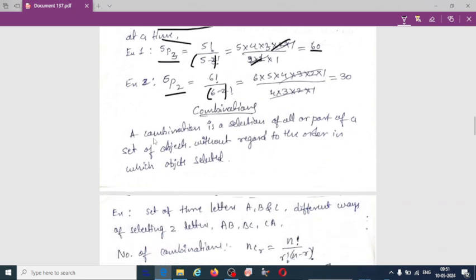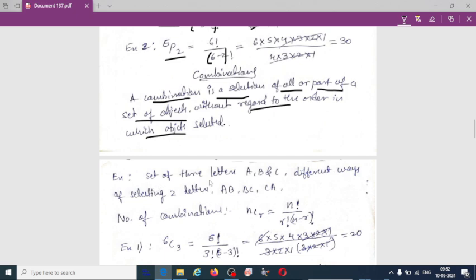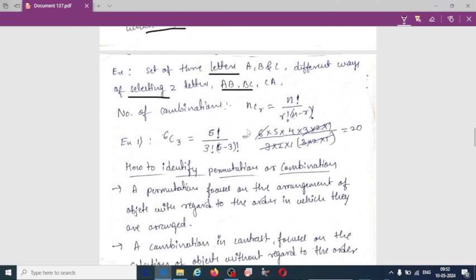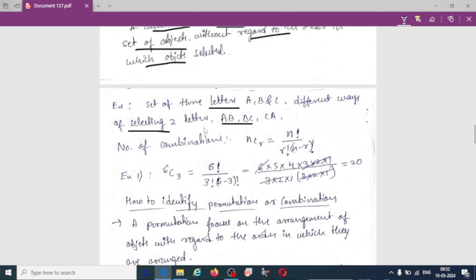Combination. As the name indicates, a combination is a selection of all or part of a set of objects without regard to the order in which the objects are selected. So here order doesn't matter, but the selection of the objects is important. Let us take the 3 letters and the different ways of selecting 2 letters. We can select AB, BC, CA, or we can also select like BA, CB, AC. So order doesn't matter, but selecting the objects is important.